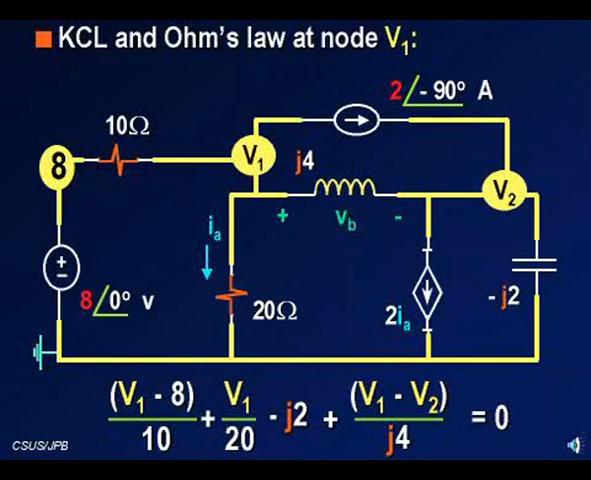The current going out onto the 10 ohm is V1 minus 8 divided by 10. The current IA is V1 divided by 20 because it's V1 minus 0. The current on the inductor is V1 minus V2 divided by J4. By putting all of the current leaving a node in my mind, I can easily write an equation like that. And of course you have the current source, which gives you that minus J2.